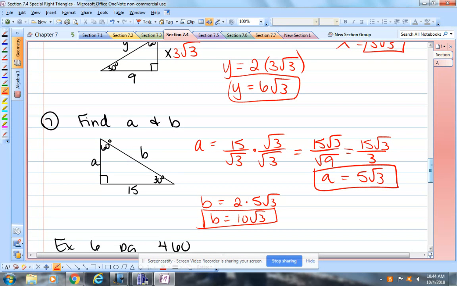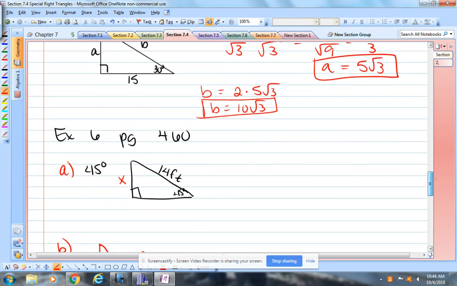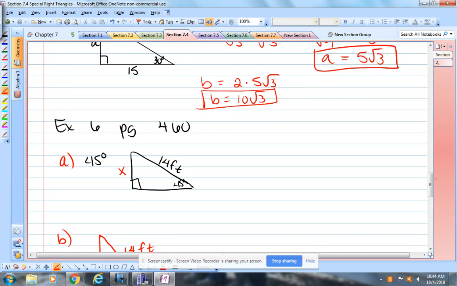All right, the next thing I have for us to do is example 6 on page 640. I'm going to read that just for context because I don't remember what that says. 460. I probably said 640. I'm being dyslexic today.